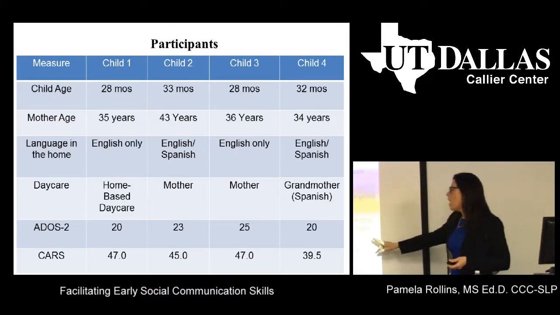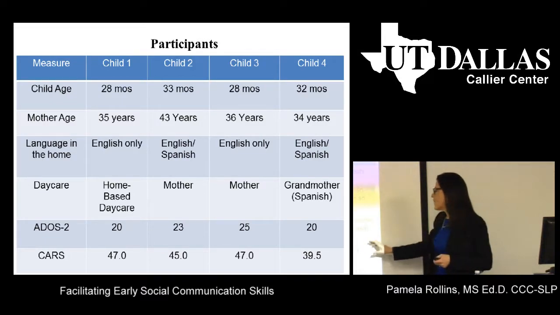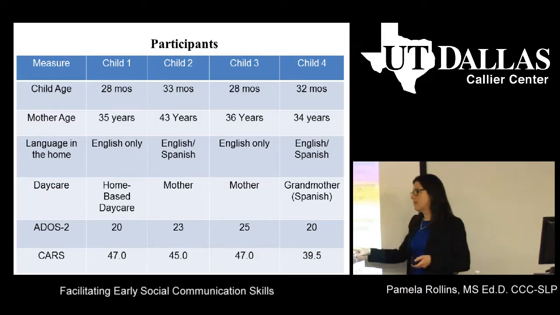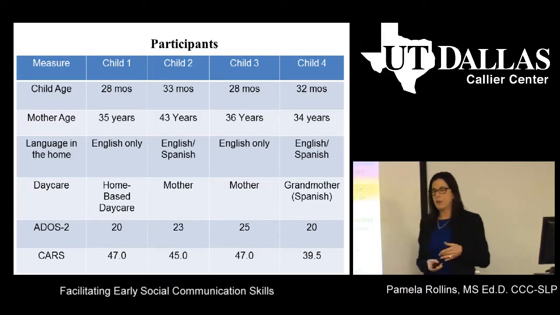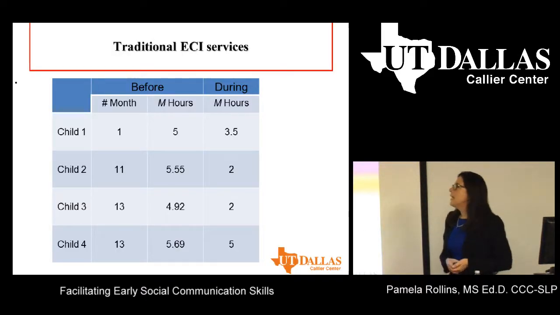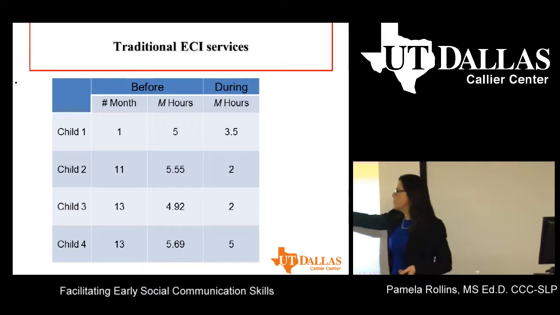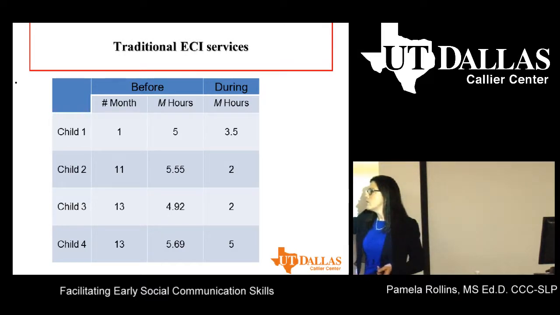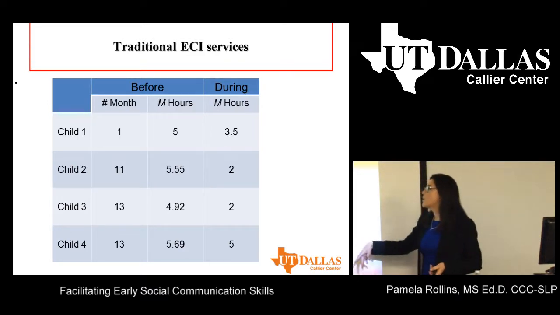They all were research diagnosed as having autism based on the ADOS-2 and the CARS. They also had been receiving traditional early intervention services, right? So 3 of the children had been receiving services for almost a year, about 2 hours a week, and 1 had just started.